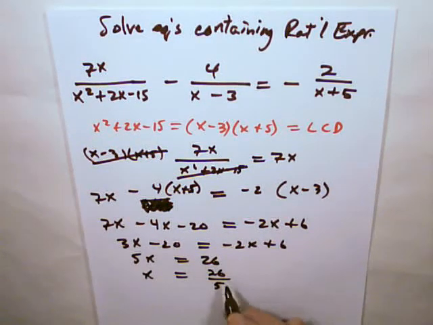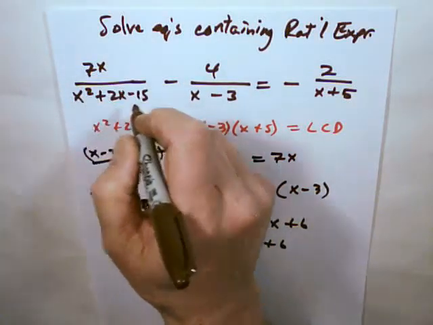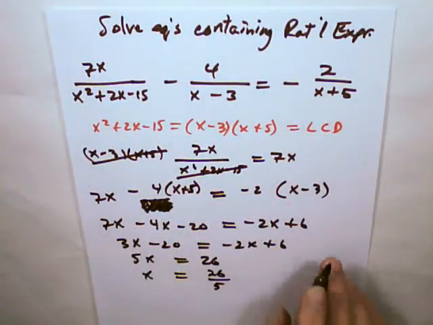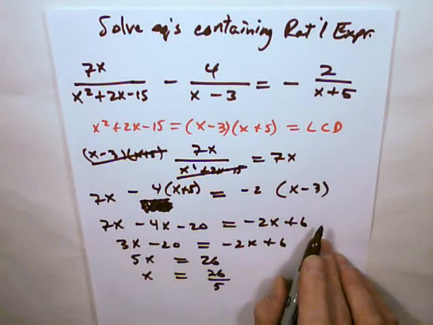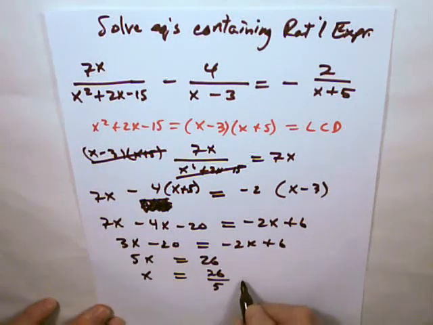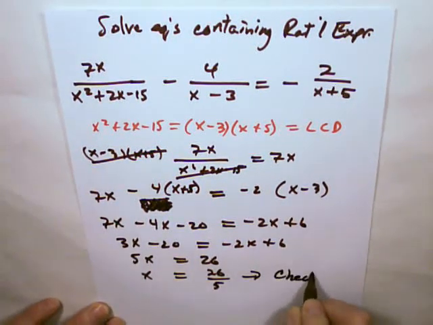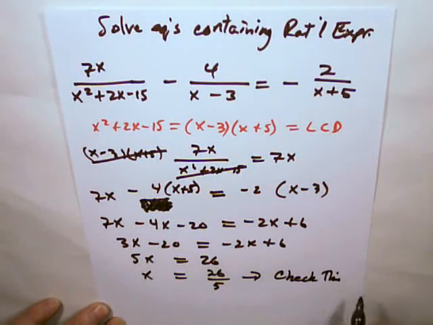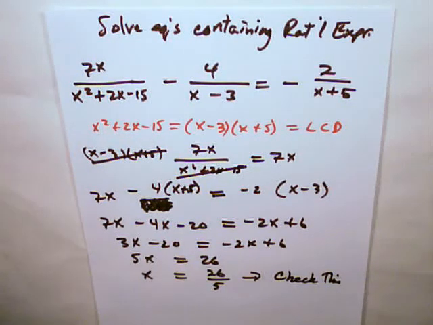Now, typically what you would do is take this 26 over 5 and put it back into the original equation to verify that it works, and that would provide your final check. So, just as a reminder, you want to check this just to verify. We'll take another look at another example in a case where we'll see why that checking is necessary. But for now, this is the basic technique.